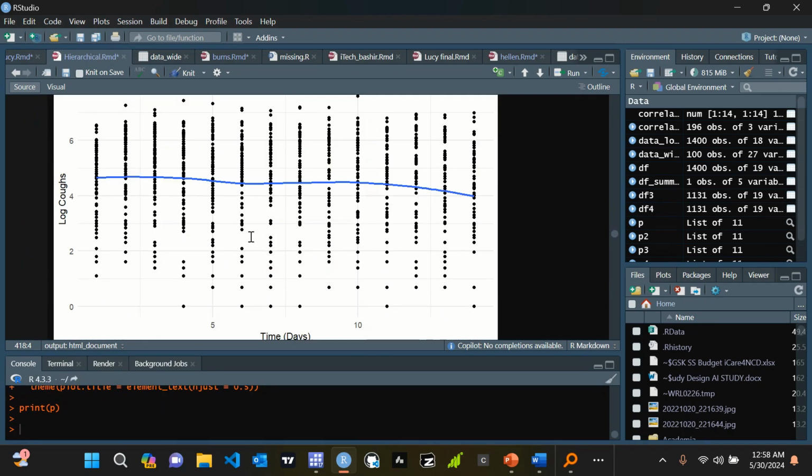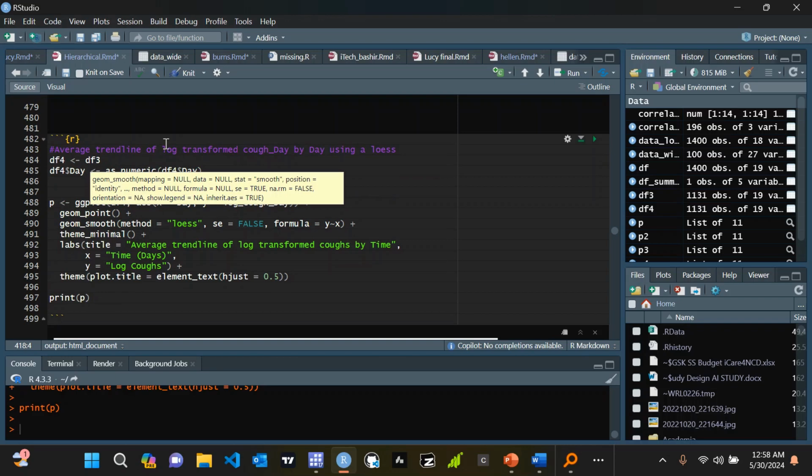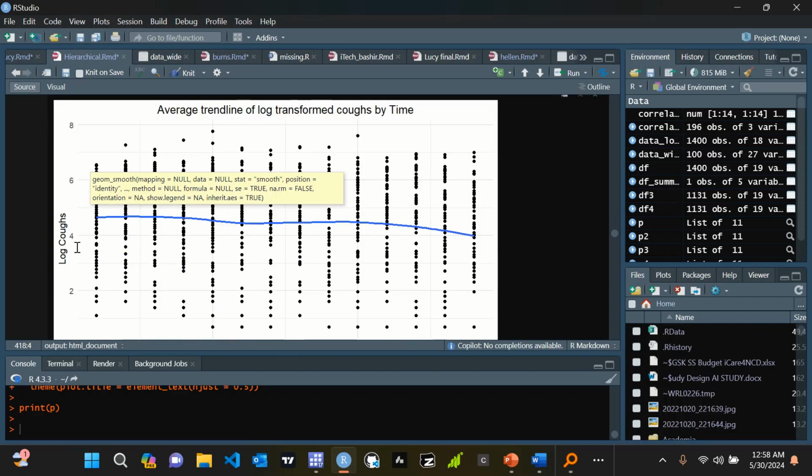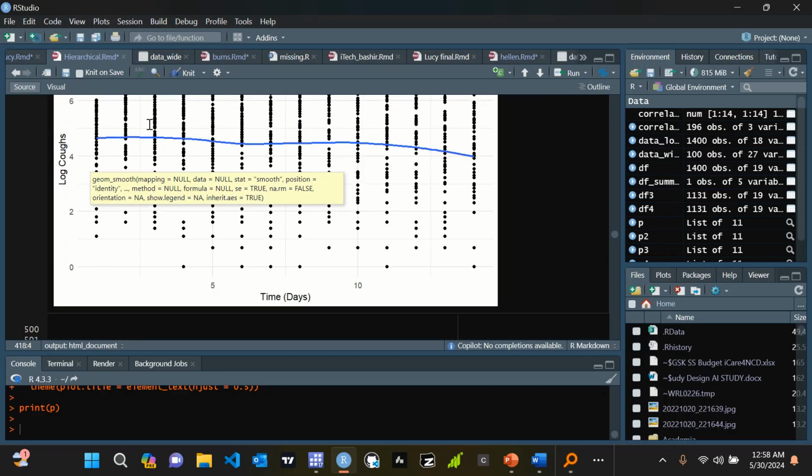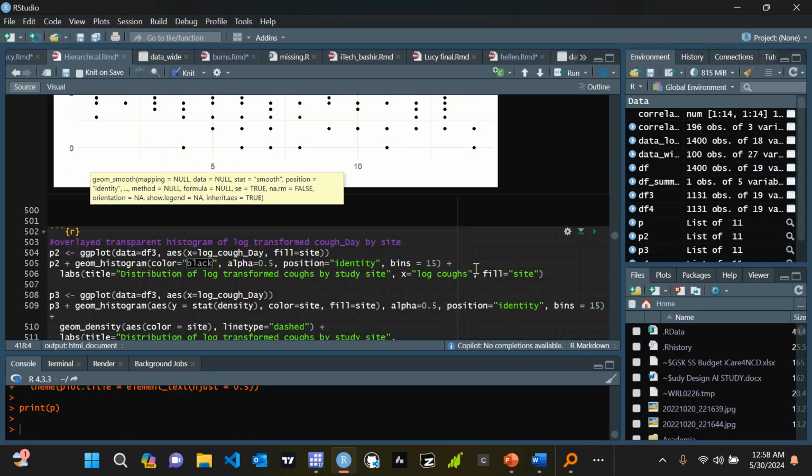We can still see. Now we can add a trend line. For this trend line, you do a scatter plot of the log cough frequency versus time, and you include a smooth line to show the trend. So you see it is slightly declining as time goes on.